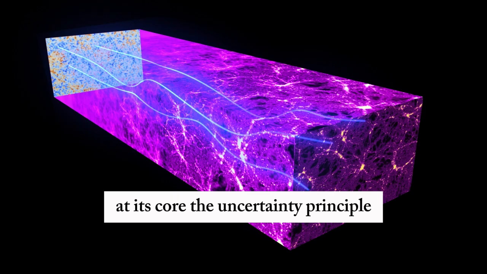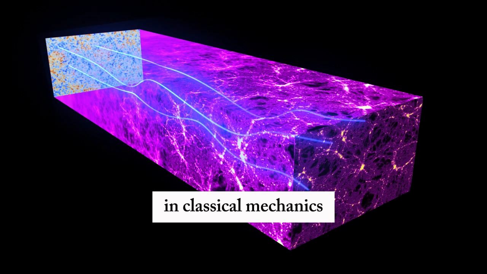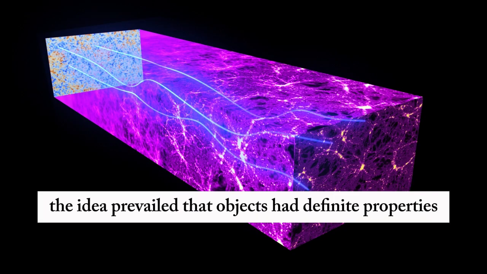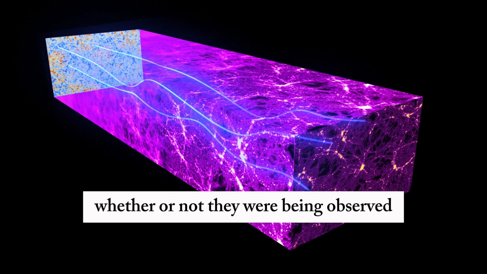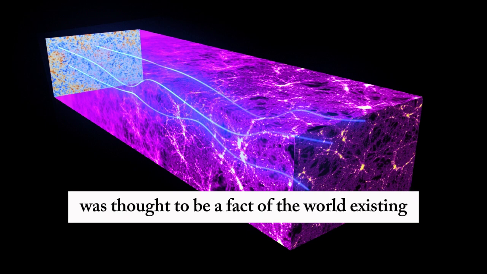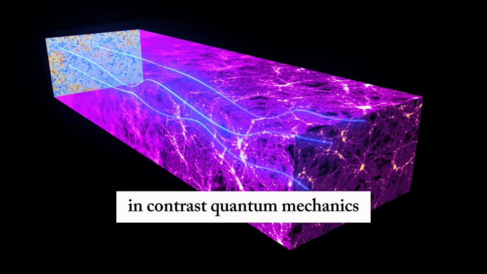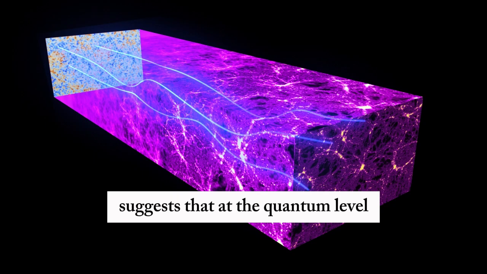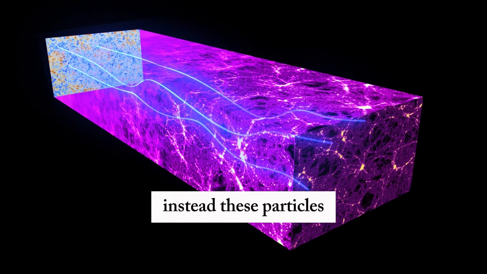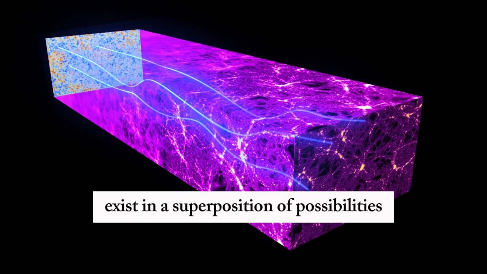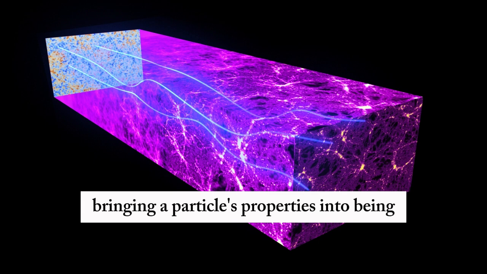At its core, the uncertainty principle challenges the very notion that reality exists independently of observation. In classical mechanics, the idea prevailed that objects had definite properties, position, velocity, and other physical attributes, whether or not they were being observed. An object's position or momentum was thought to be a fact of the world, existing regardless of human intervention. In contrast, quantum mechanics, as shaped by Heisenberg's insight, suggests that at the quantum level, particles like electrons do not have definite properties unless they are observed. Instead, these particles exist in a superposition of possibilities until measured. The act of measurement itself collapses the superposition into a definite state, bringing a particle's properties into being.